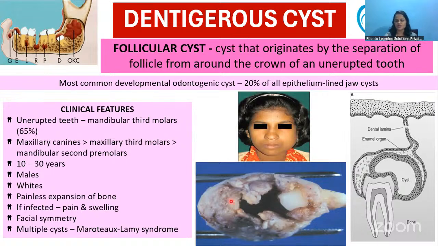So this is the gross picture of the dentigerous cyst. As you can see, the cyst is attached to the cemento-enamel junction of the tooth. The crown portion of the tooth is completely enclosed inside the cyst. So this will create a neck-to-neck attachment, and this neck-to-neck attachment is a characteristic feature of dentigerous cyst.